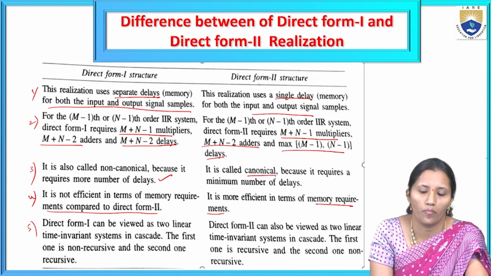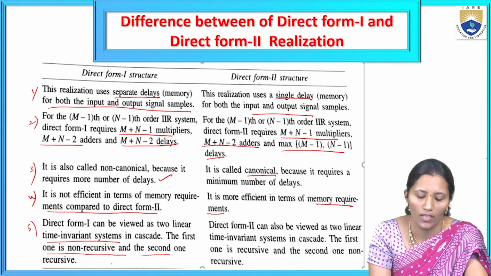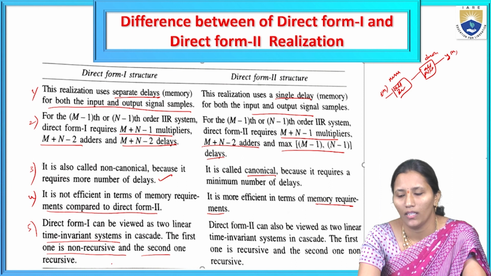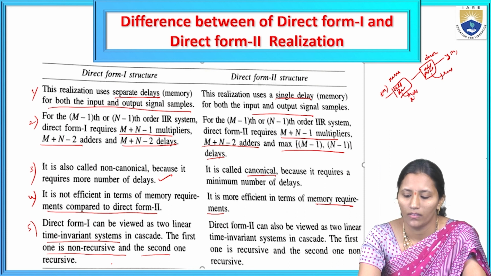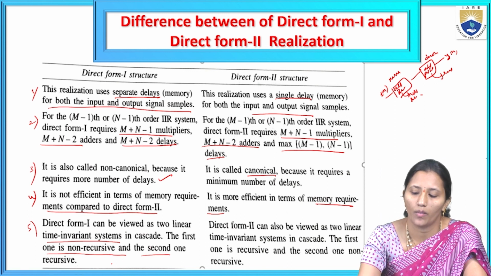Direct form 1 can be viewed as two linear time invariant systems in cascade. The first one is non-recursive and the second one is a recursive filter. The first one is non-recursive because in the direct form 1 structure, first it is the all zero system. That is, the numerator input terms are realized first, followed by the all pole system, that is the denominator output terms. In the all pole system, the output depends on the past outputs, so it is a recursive filter. So the first one is non-recursive in direct form 1, and the second is recursive because the output depends on the past outputs.